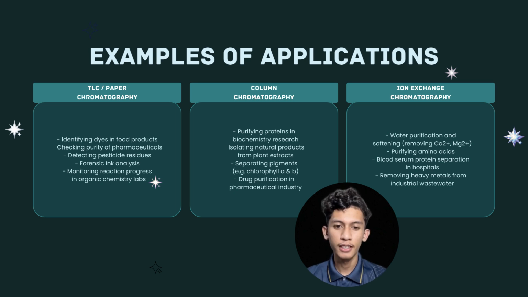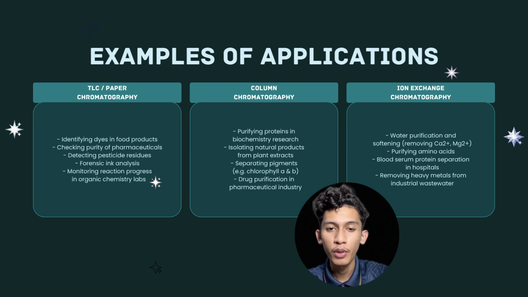Because of this versatility, chromatography has wide-ranging applications across multiple industries. First, TLC and paper chromatography are widely utilized in food science and pharmaceuticals to identify food dyes, check drug purity, and detect pesticide residues. Second, column chromatography is the go-to technique in biochemistry for purifying proteins and isolating bioactive natural products from plant extracts. Finally, ion exchange chromatography plays a vital role in heavy industry for water softening and removing toxic metal ions from industrial wastewater.